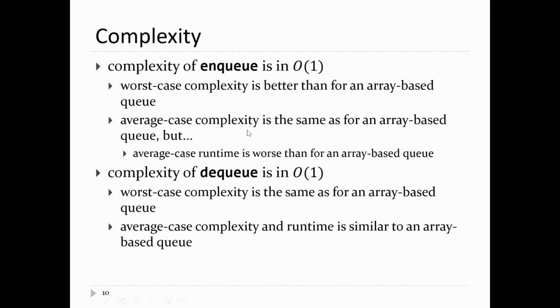Now, if you actually were to try to time these two implementations, it's hard to do well, but if you actually try to time how long it takes to use these two queues, you would find that your node-based queue, even though its worst case complexity is better than the array-based queue, has an average case runtime, so the actual amount of time you spend running your program, that is slightly worse than in an array-based queue.